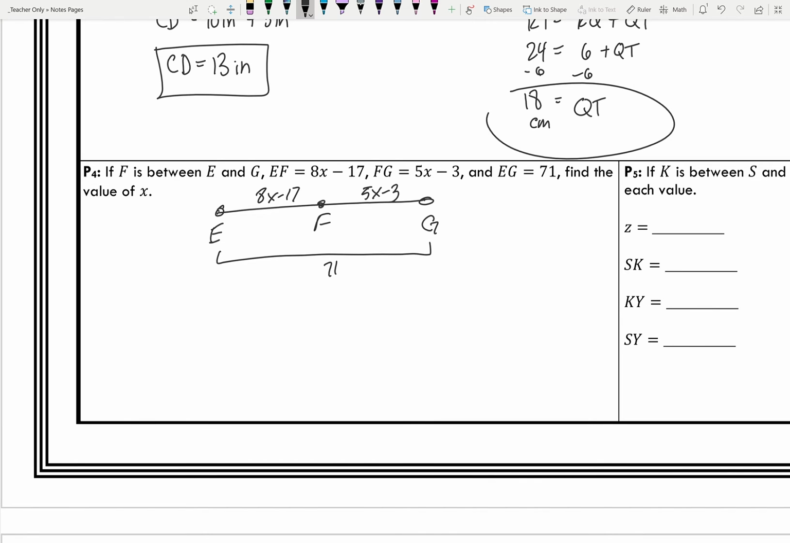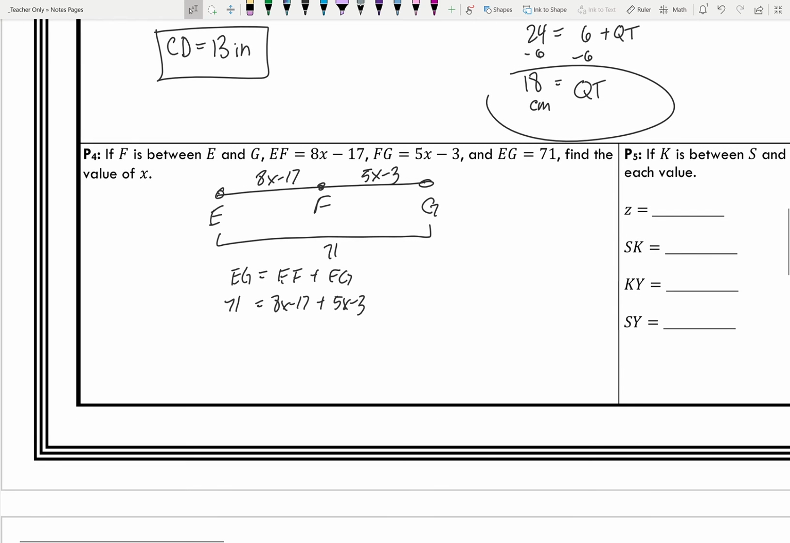Okay, so what I want to do is the same thing we've been doing. EG is equal to EF plus FG. Alright, so EG is 71, EF is 8x minus 17, FG is 5x minus 3. We do some algebra and solve that.